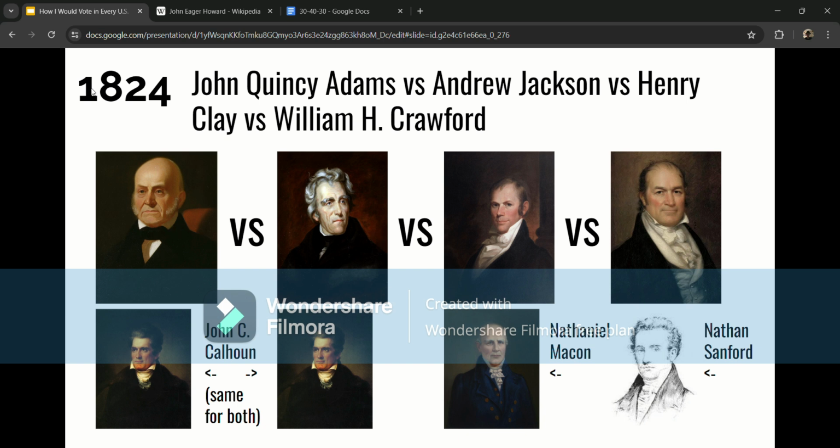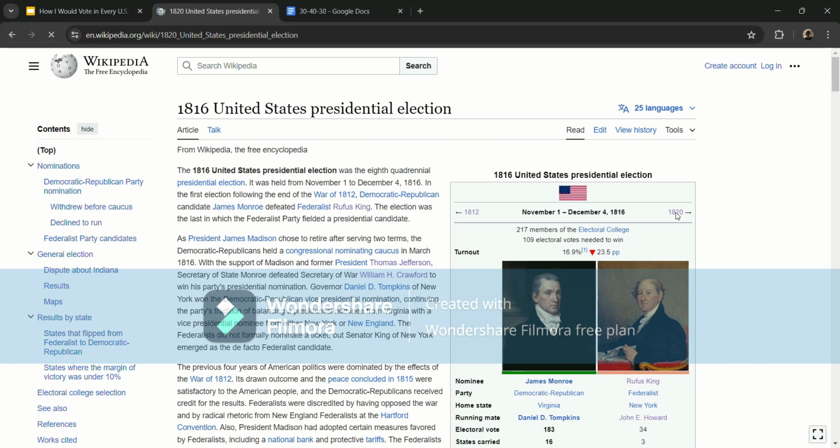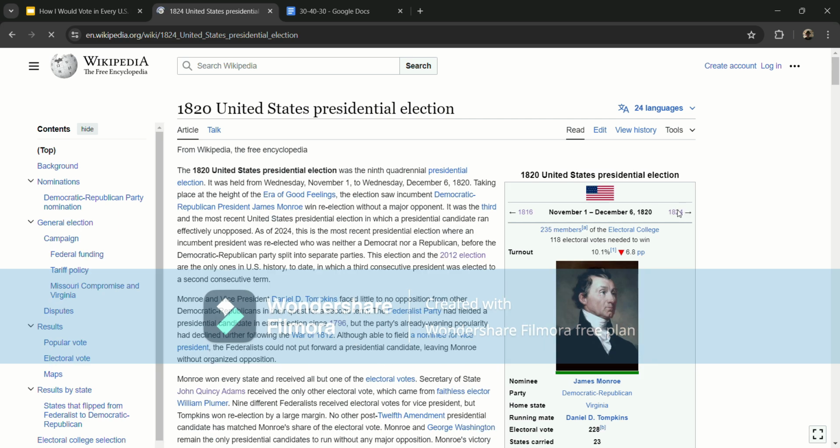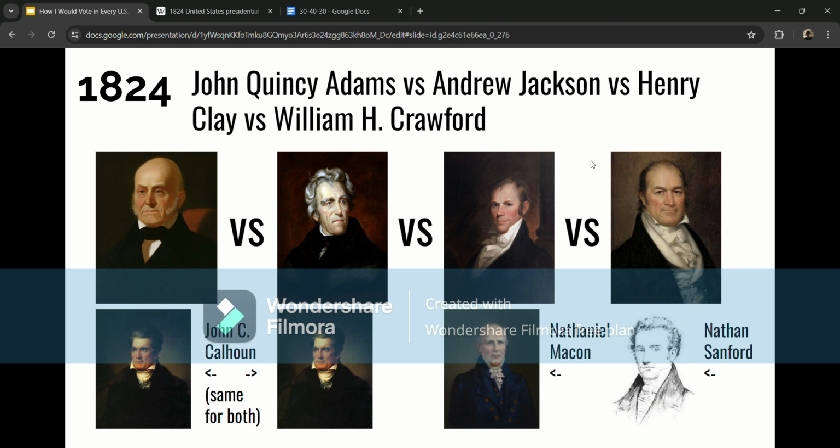And this one we have current Secretary of State John Quincy Adams versus the very famous general from the War of 1812, also a current senator of Tennessee, Andrew Jackson, versus the current Speaker of the House from Kentucky, Henry Clay, versus the current Secretary of the Treasury, William H. Crawford, which I actually do not know what state he is from, so let's go ahead and take a look. Georgia, my home state right now. Isn't that interesting?